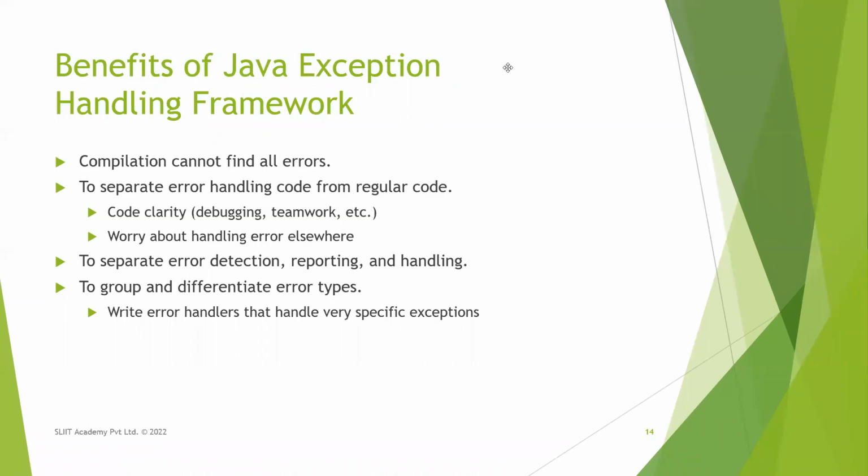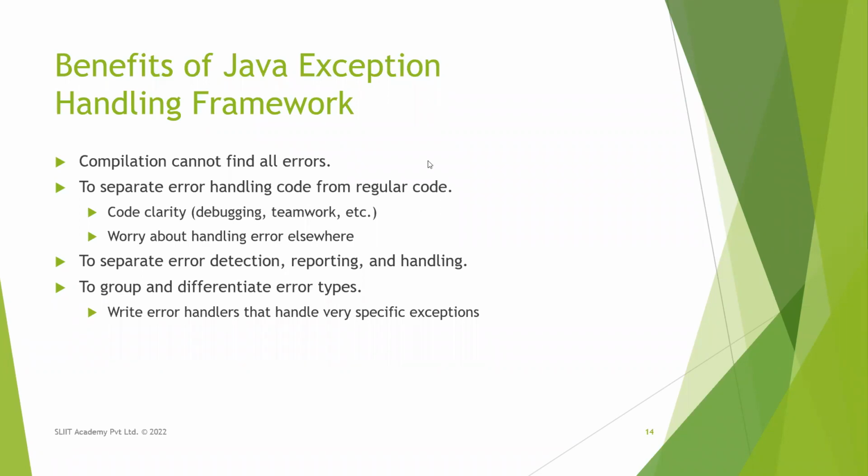So apart from that, what are the benefits of handling these errors in a Java project? One of the main reasons is that you can't find all errors and exceptions at compile time, because the compiler can only track a limited number of exceptions. So if you want to separate error handling from the regular code, you can do this error handling part with the exception framework.